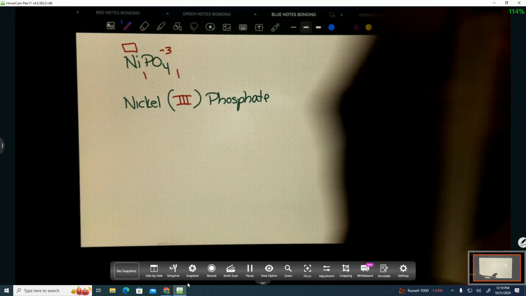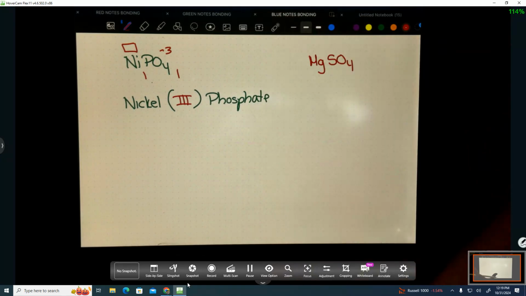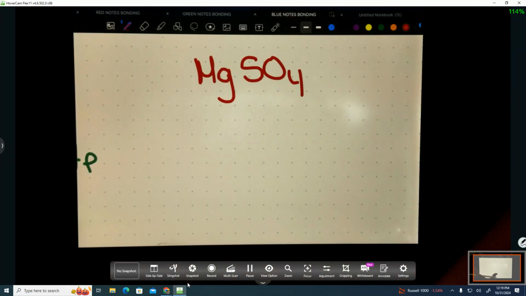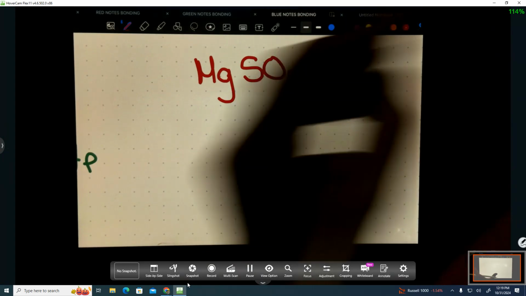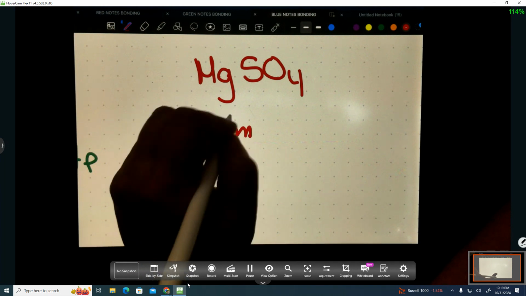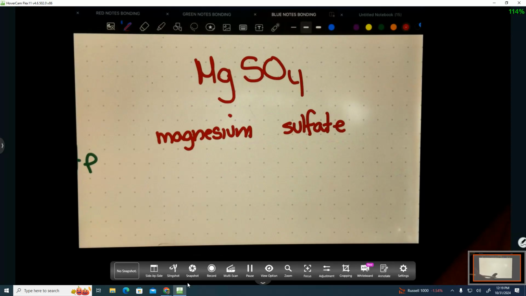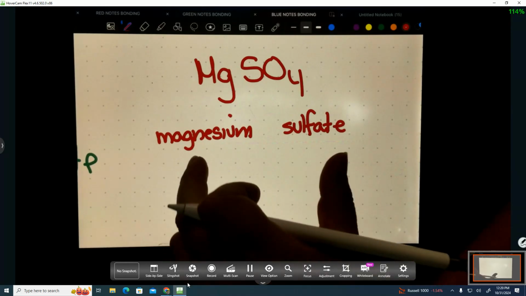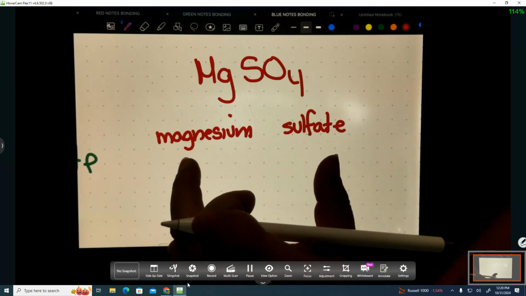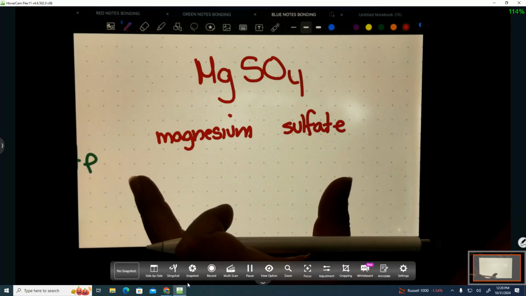How about MgSO4? I'm playing games with you now. Playing games. Think. Magnesium sulfate. Does it need a Roman numeral? Why not? Magnesium only has one charge. So whenever you're writing the names now, you've got to go back and look. Does it need a Roman numeral? Sometimes it will. Sometimes it won't.